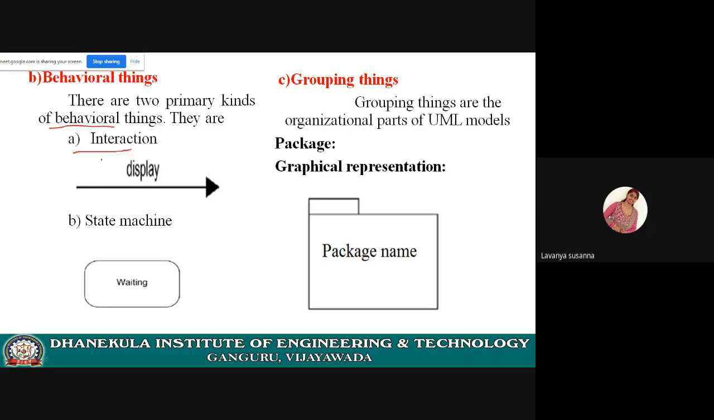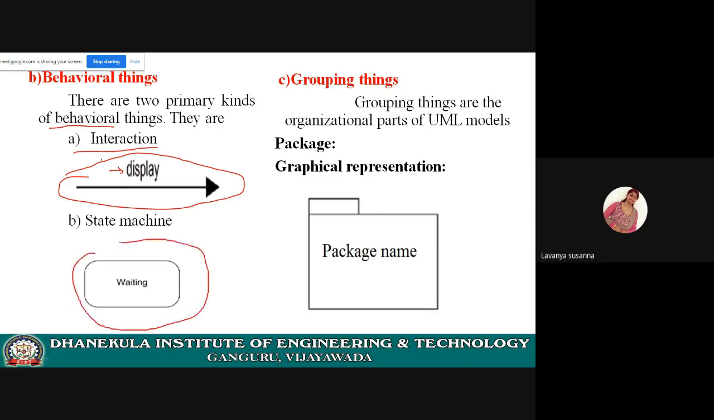The first behavioral thing is interaction. It is nothing but a set of links. Already you know some links, like association, inheritance, and aggregation. All those are links, right? They represent communication between two classes or two objects. See here how to represent interaction. In this way you need to represent it. There must be a message. You need to pass a message. Already you have seen associations, aggregations, right? Just a set of links, that's all. Interaction. Next, state machine. See this state machine here.